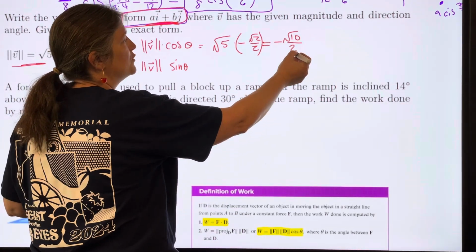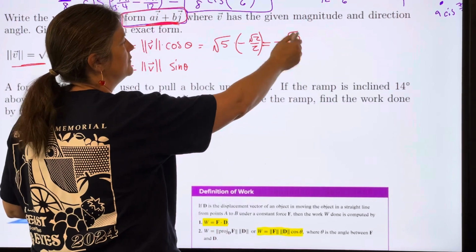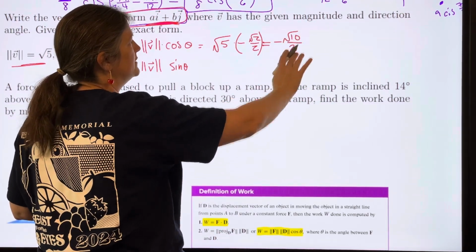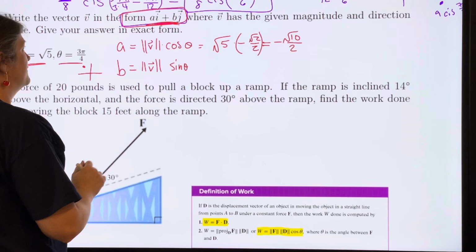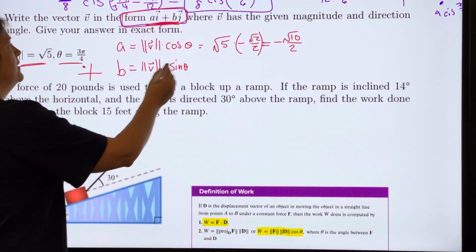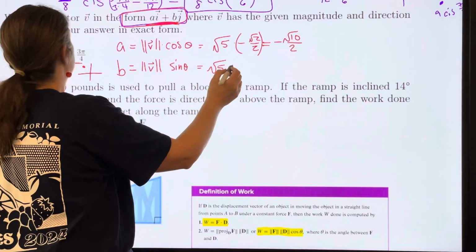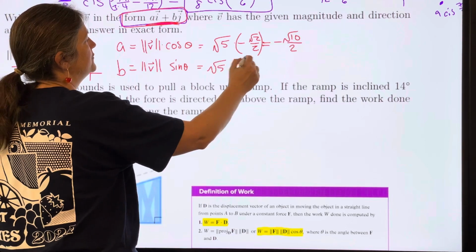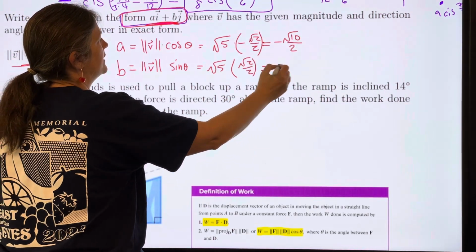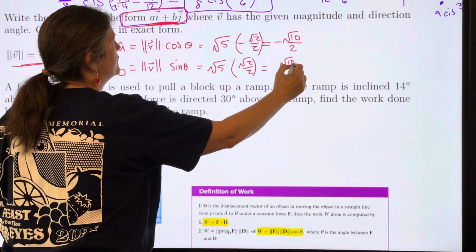It's like saying there's a 4 down here. Anyway, we're not going to simplify that because one is under the radical and one is not. So be careful with that. This one's also root 5, but now the sign is positive, root 2 over 2. So again, we have root 10 over 2.